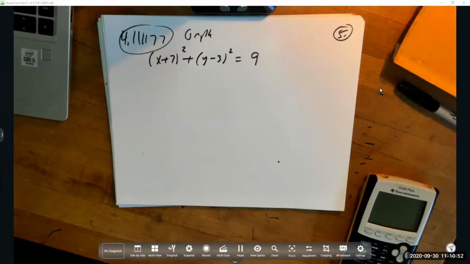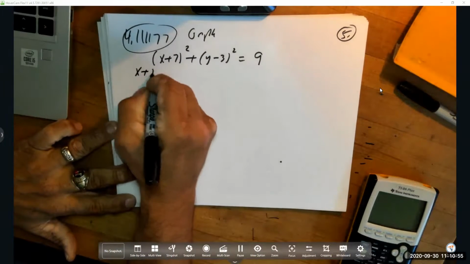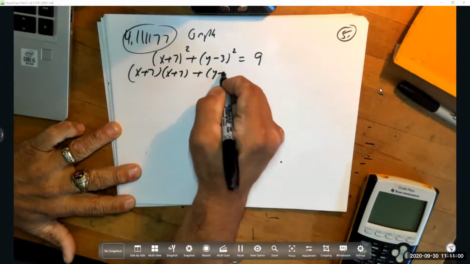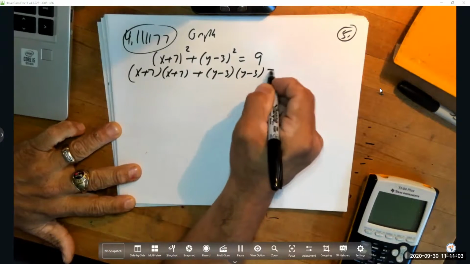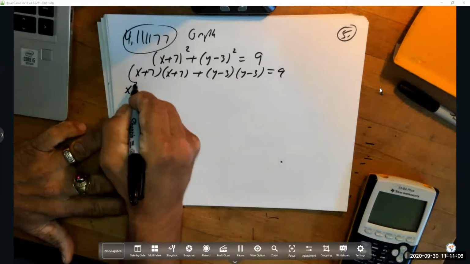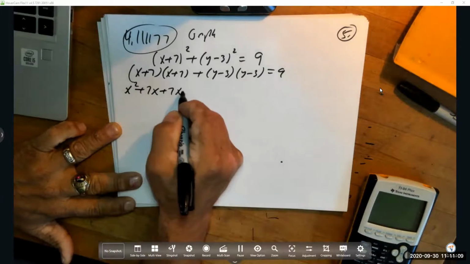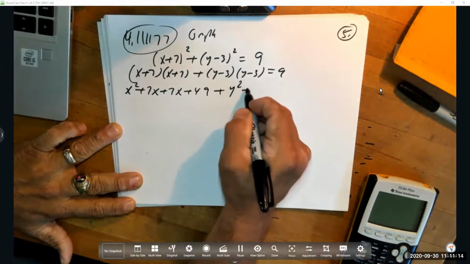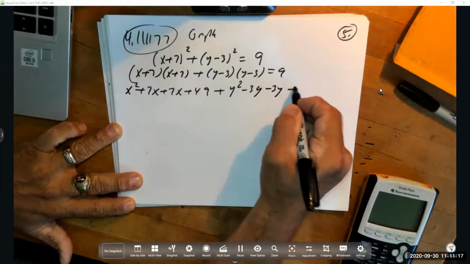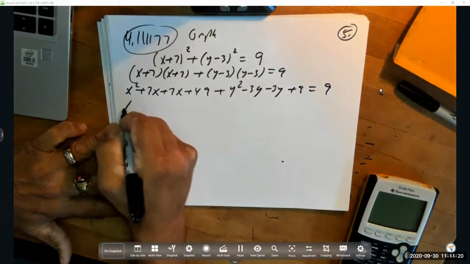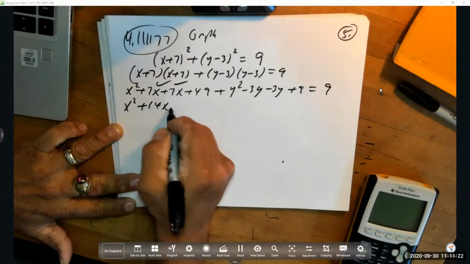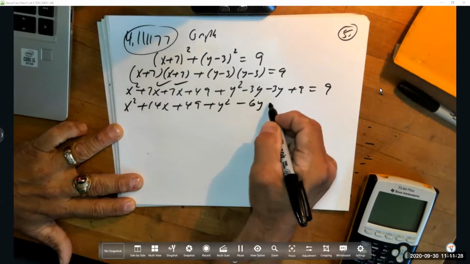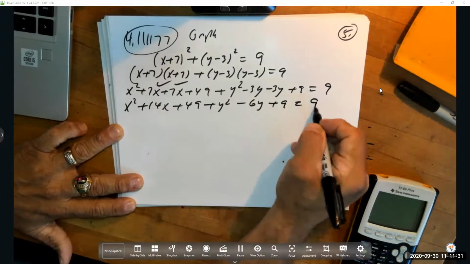But if they don't do that, if they give you the long way like this, you say, oh man, okay, let me just do it the long way. So I'm going to pour all this stuff out. That's going to be x squared plus 7x plus 7x plus 49 from these, plus y squared minus 3y minus 3y plus 9. So this is going to be x squared, and 7 and 7 is 14x plus 49. This is going to be minus 6y plus 9 equals 9, I guess.